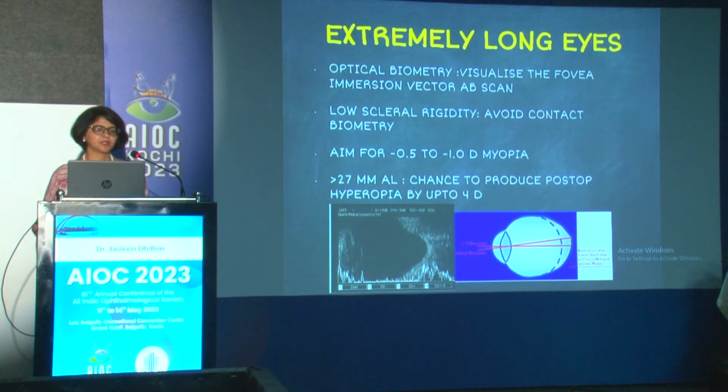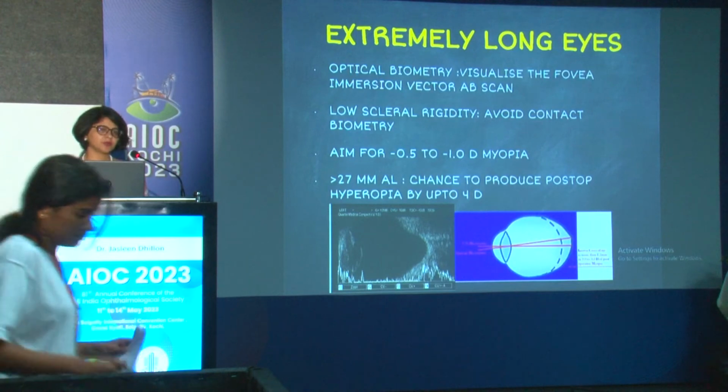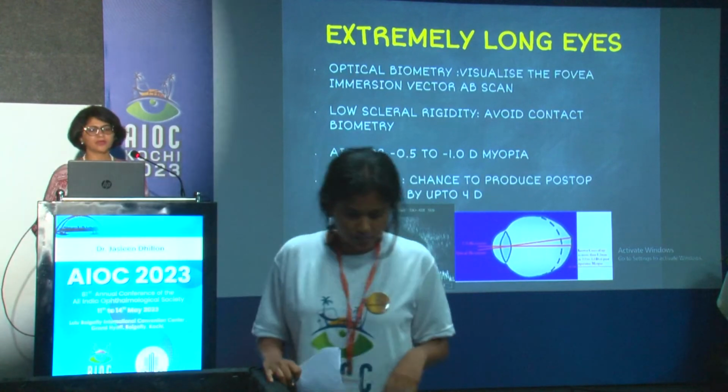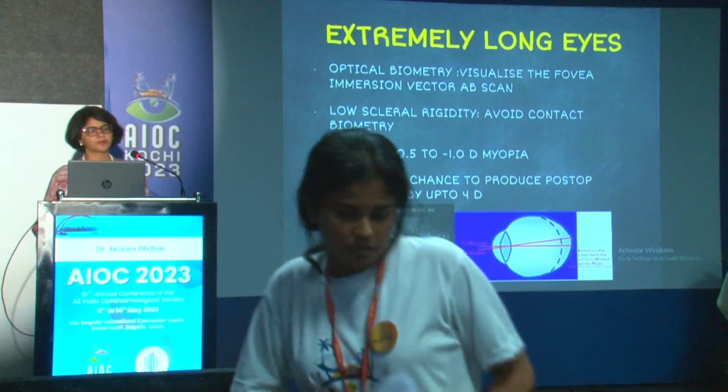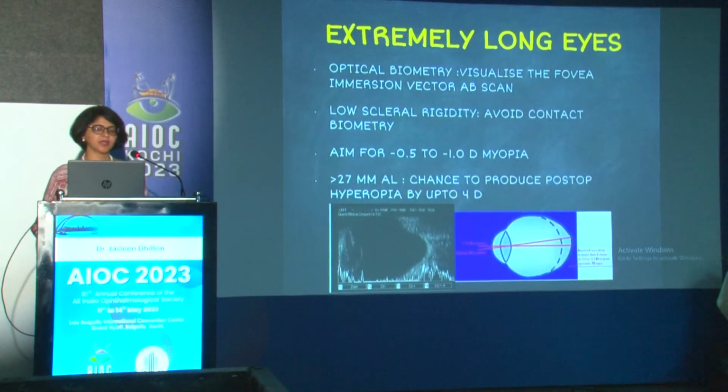If you do a contact scan, you must avoid indenting the cornea. If you do not have the optical biometer, you could do an immersion scan, and in that case you should try and have the A and B scan together, so that you are able to see that you are at the fovea and not at, say, a posterior staphyloma. Always aim to be a little myopic.